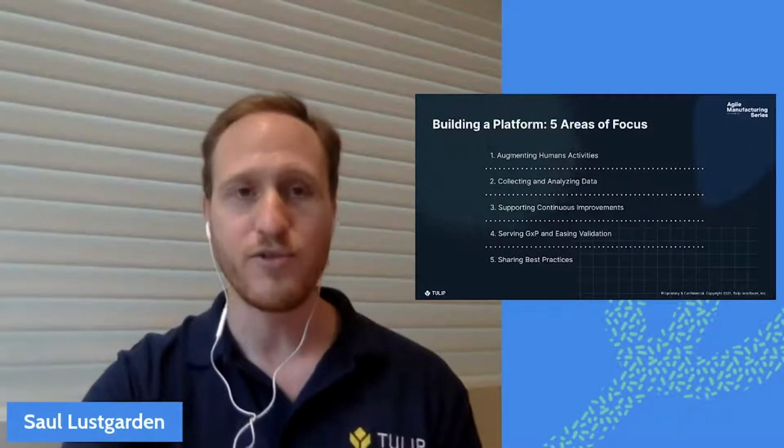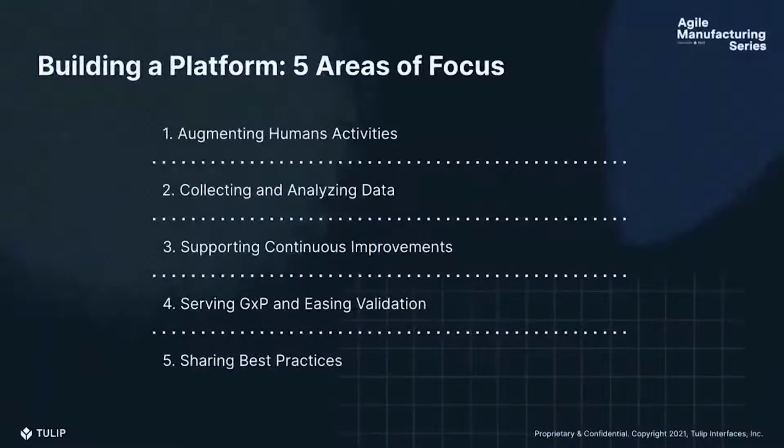So today, we want to focus on the future of the platform, and we're going to be talking about 5 focus areas. For each of these focus areas, we'll talk about its past, its present with Tulip, and its future, so what we're building and working on for the future of this area. The areas we'll be covering today are, number 1, augmenting human activities. Number 2, collecting and analyzing data. Number 3, supporting continuous improvements. Number 4, serving GxP and validated customers in validated environments. And number 5, how you share best practices.